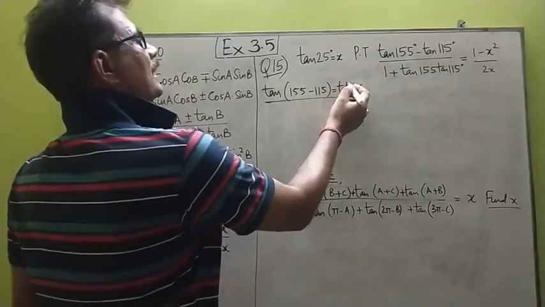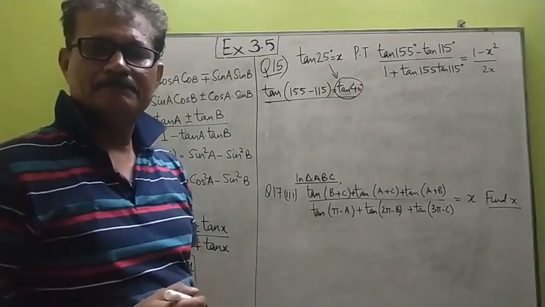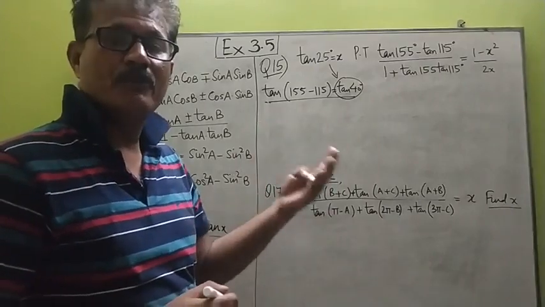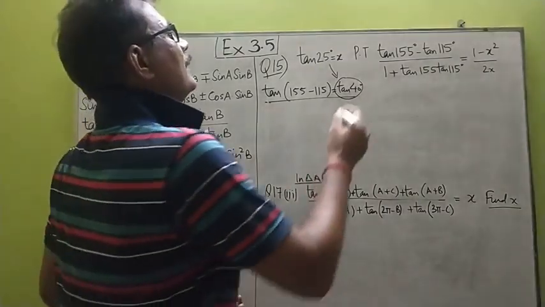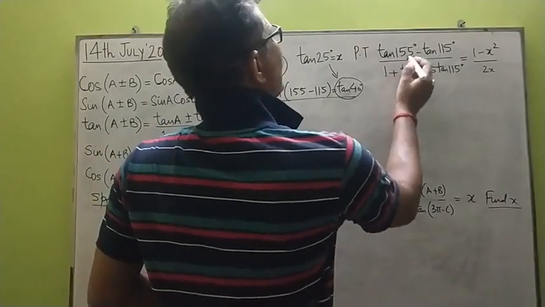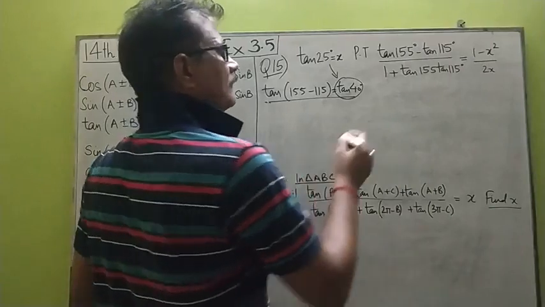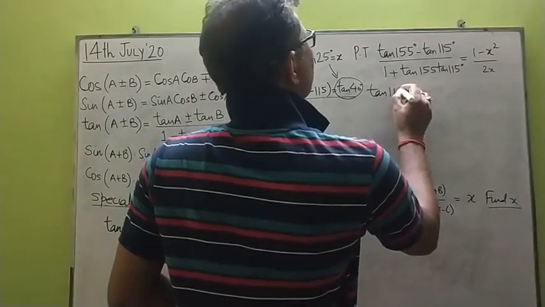But tan 40 degree cannot be expressed in terms of 45 with a standard angle. Can it be? No. With 90 or 180 or 270 or 360. So what we do is we try to express these angles, 115 and 155, in terms of 25. So if we take up the first angle, 115 degree.